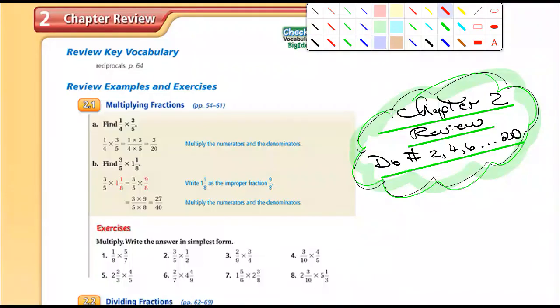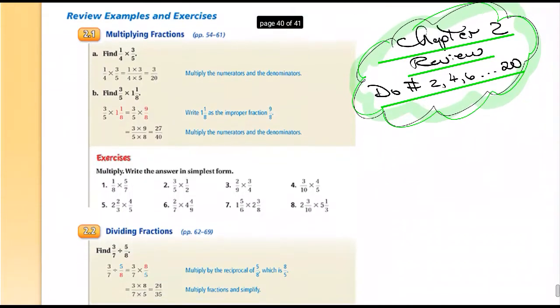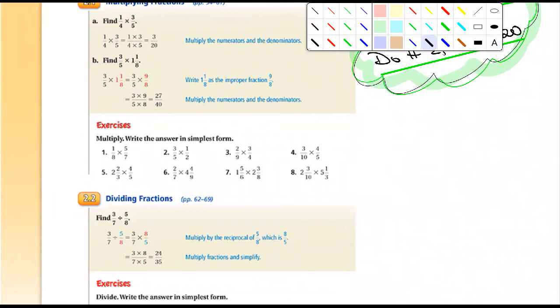So again, this is the Chapter 2 review. You guys can see what I've assigned here. It's 2, 4, 6, 8, and so forth, all the way to number 20. That's what I want you guys to do. So let's look at these here really quick.